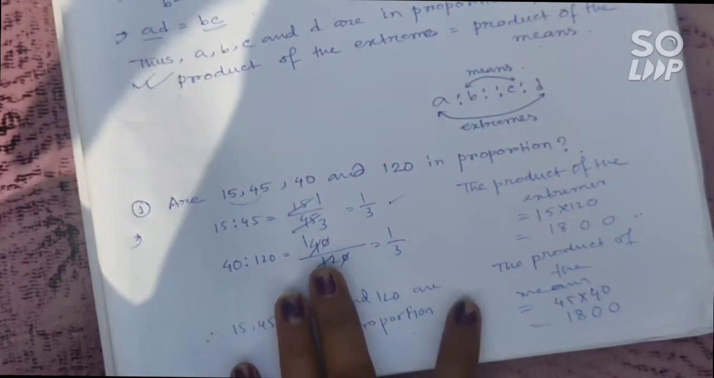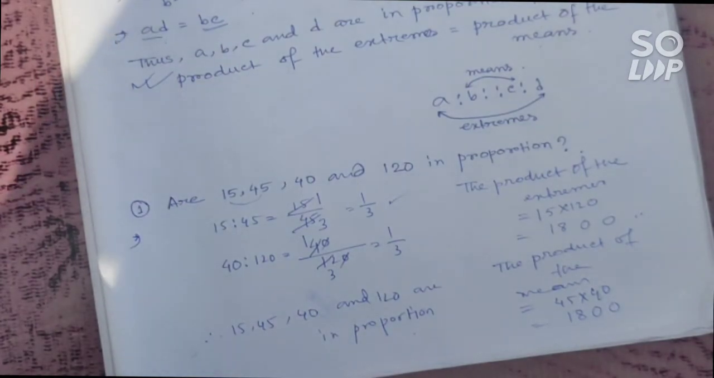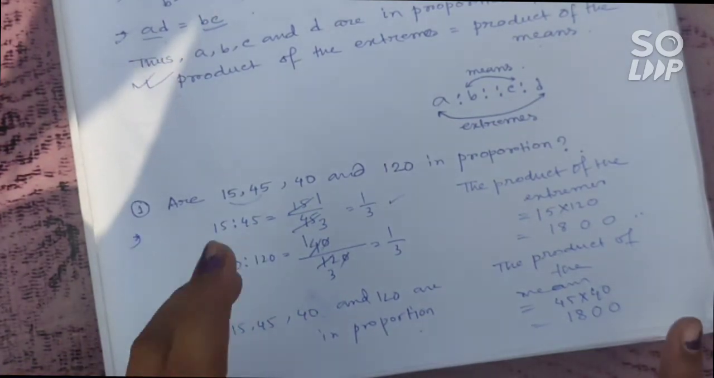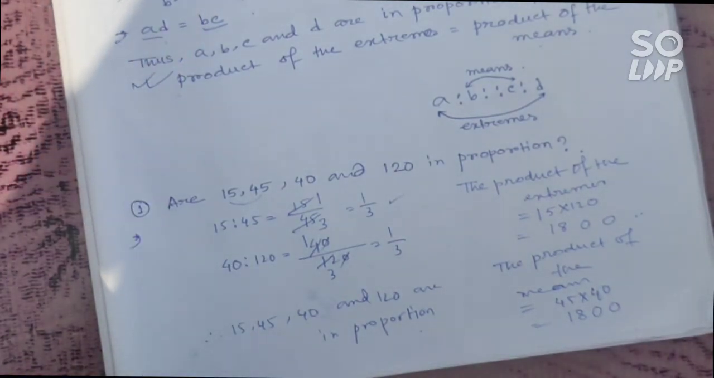So these are the two processes for checking any four numbers will be in proportion or not. So you can apply any one of these processes. Which process will be easier to you? You can apply that process for checking any four numbers are in proportion or not.